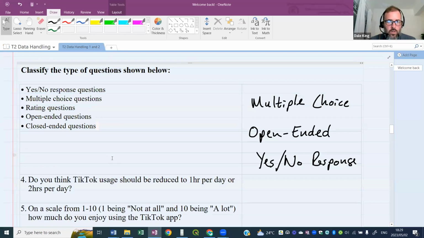Do you think TikTok usage should be reduced to 1 hour per day or 2 hours per day?